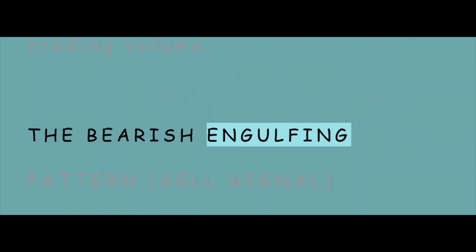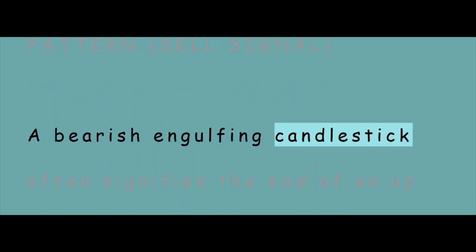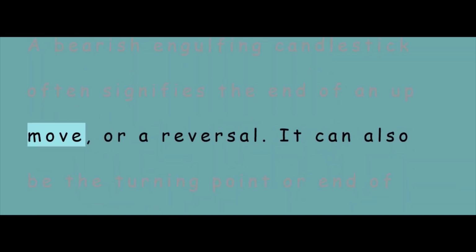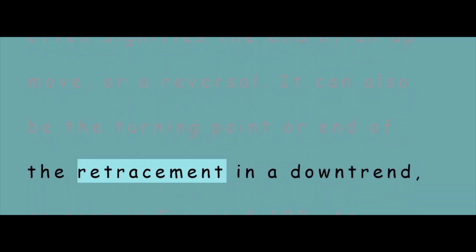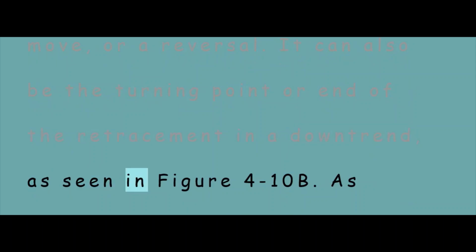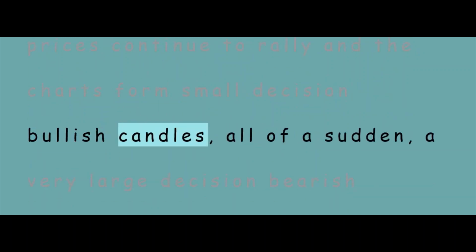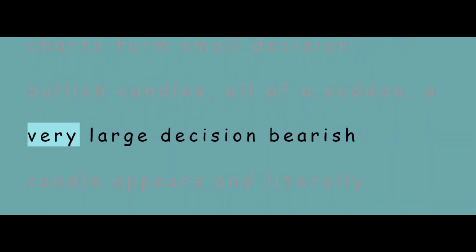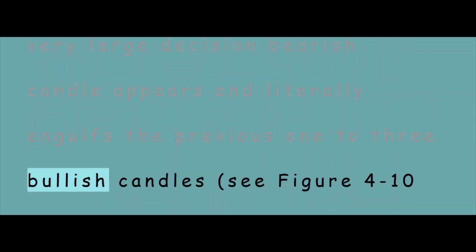The bearish engulfing pattern, sell signal. A bearish engulfing candlestick often signifies the end of an up move or a reversal. It can also be the turning point or end of the retracement in a downtrend, as seen in figure 410b. As prices continue to rally and the charts form small decision bullish candles, all of a sudden, a very large decision bearish candle appears and literally engulfs the previous 1 to 3 bullish candles, see figure 410a.